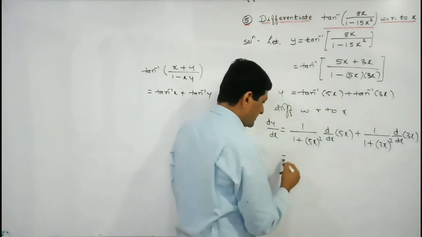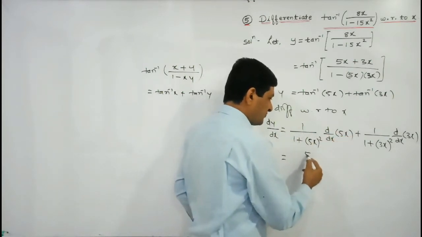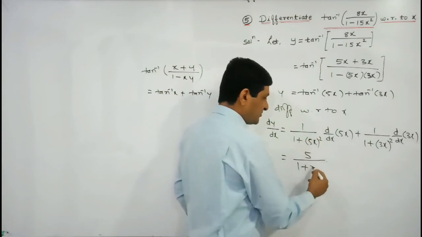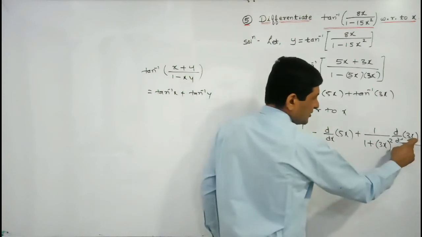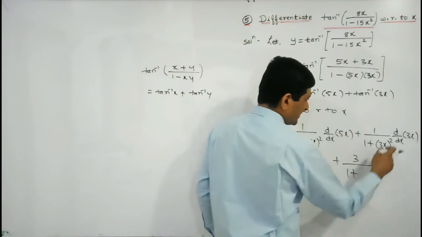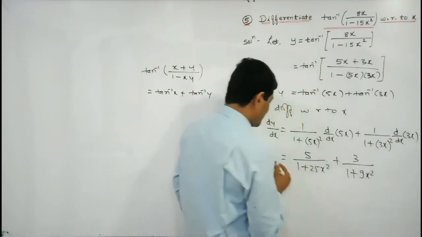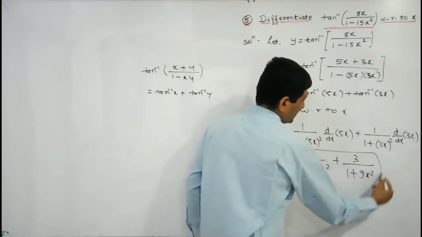What is the derivative of 5x? It will be 5. 5 into 1 will be equal to 5. In the numerator we are getting 5, and in the denominator the square of 5 is 25 and the square of x is x square, plus here the derivative of 3x is 3. 3 into 1 is 3, and in the denominator 1 plus the square of 3 is 9 and the square of x is x square. In this way we have got the differentiation of the given function.